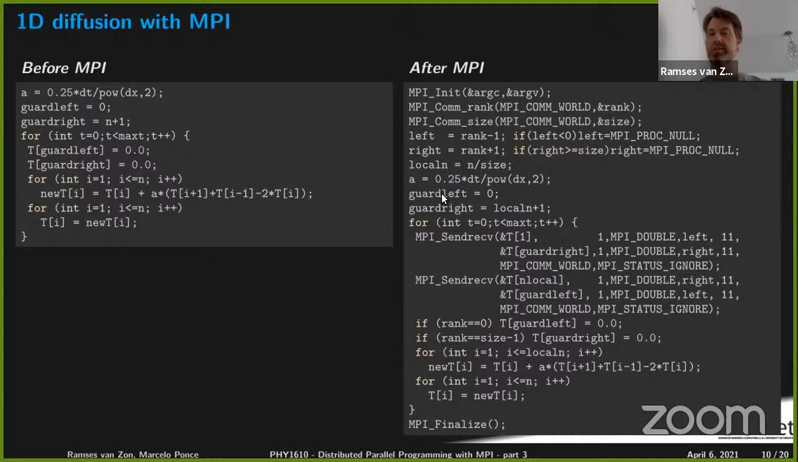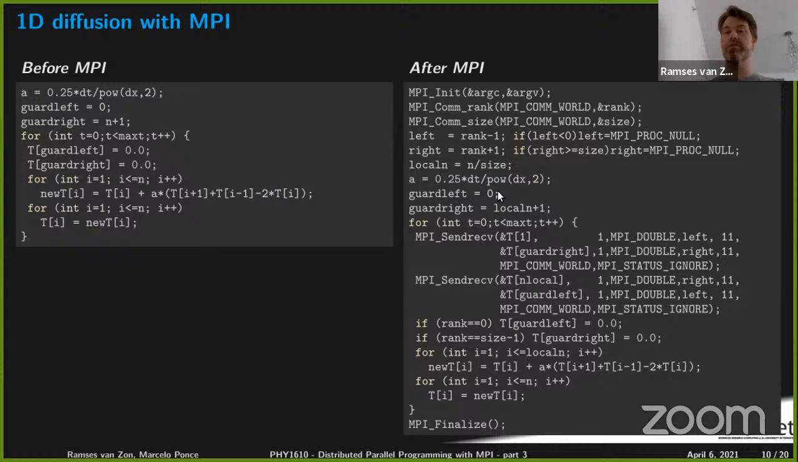The guards change in the sense that I have a guard left at index zero and a guard right at local n plus one. So the array T only has to be local n big; I did not put the allocation of the arrays here. The whole point was that the full array supposedly doesn't fit in memory, so if I tried to allocate an array of size n, it wouldn't fit. So I only need an array of really local n plus one, where index zero is guard left and local n plus one is guard right.